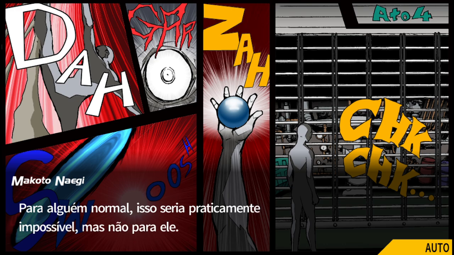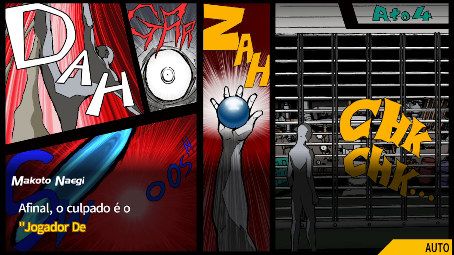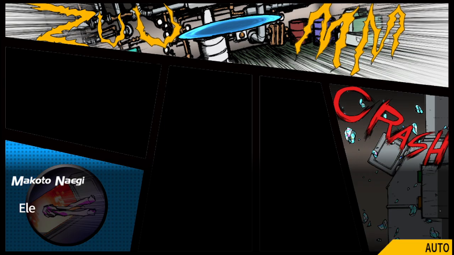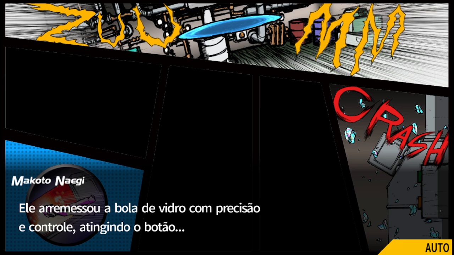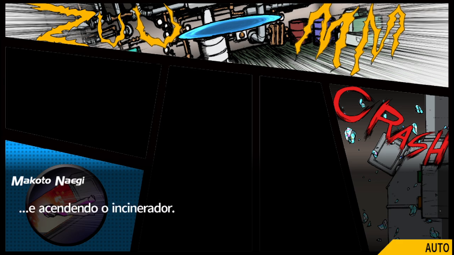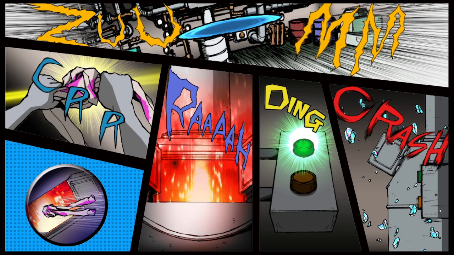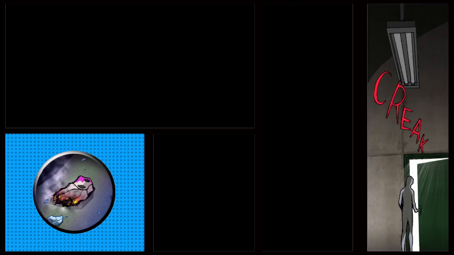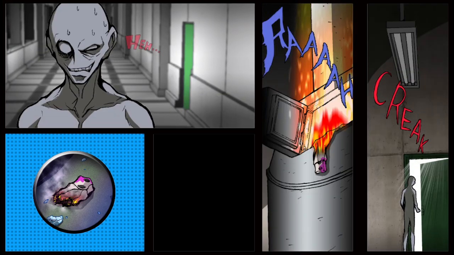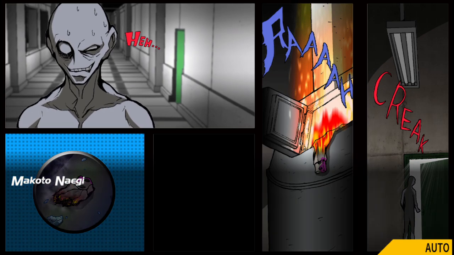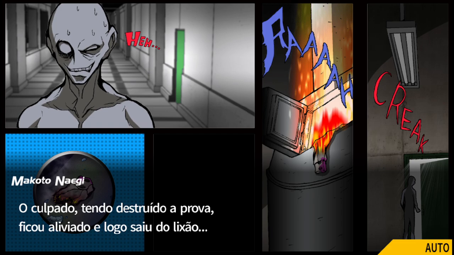For any normal person, that'd be an impossible throw, but the killer had the confidence to take a shot, and that's because the killer was the ultimate baseball star. The crystal ball, thrown with absolute precision, hit the switch on the incinerator, which then quickly roared to life. Having destroyed the final piece of evidence, they left the area with, I imagine, a sigh of relief.